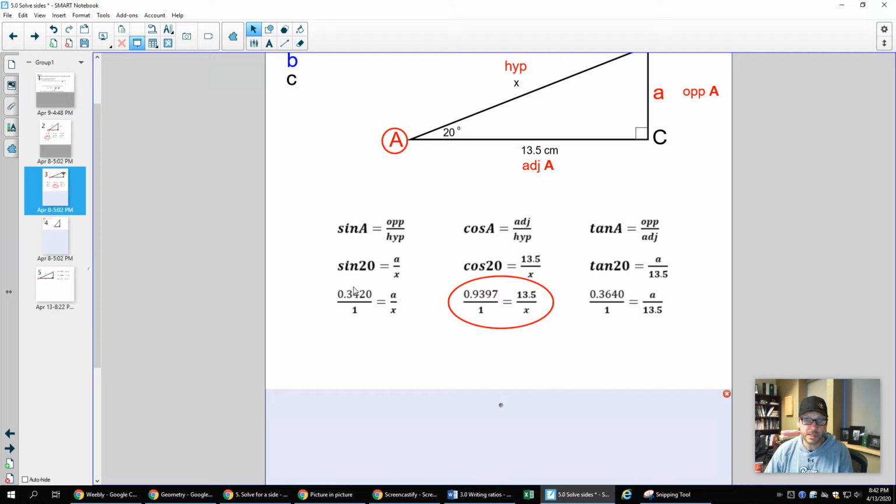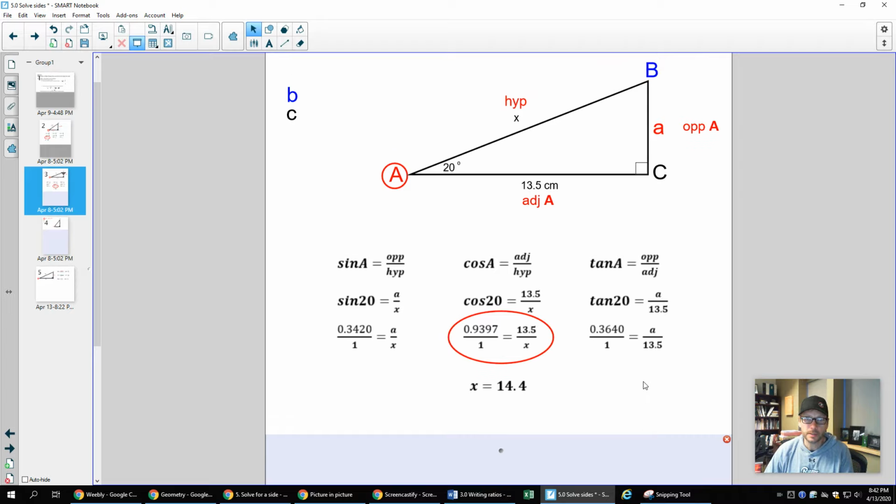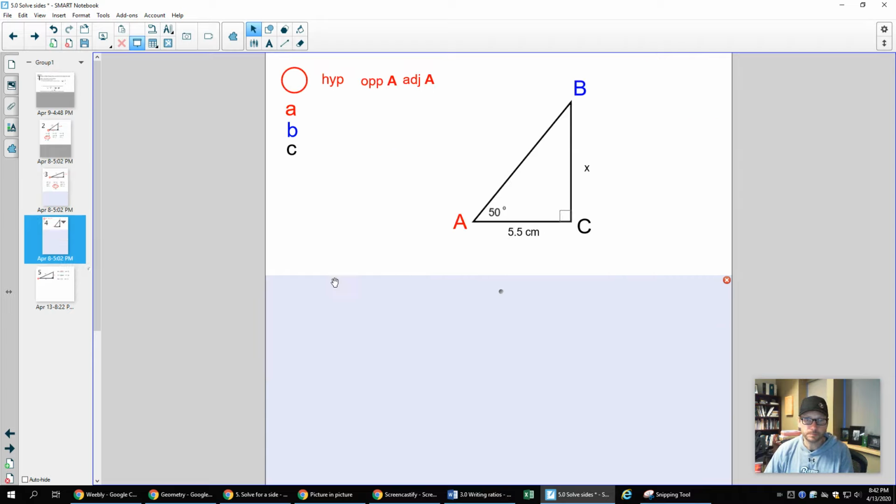If I use my sine ratio, I've got two numbers and two letters. If I use my tangent ratio, I do have three numbers, but I have a. I don't want to solve for a, I want to solve for x. So then I'm going to cross multiply: 13.5 times 1 divided by 0.935, and my answer is 14.4. So that's our answer to question number 2. Let's go on to example number 3.